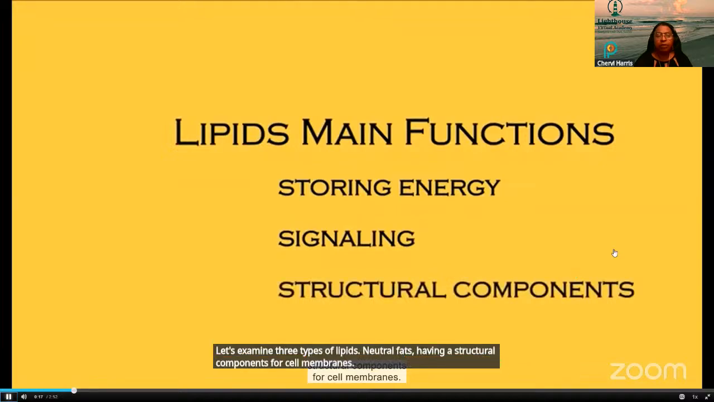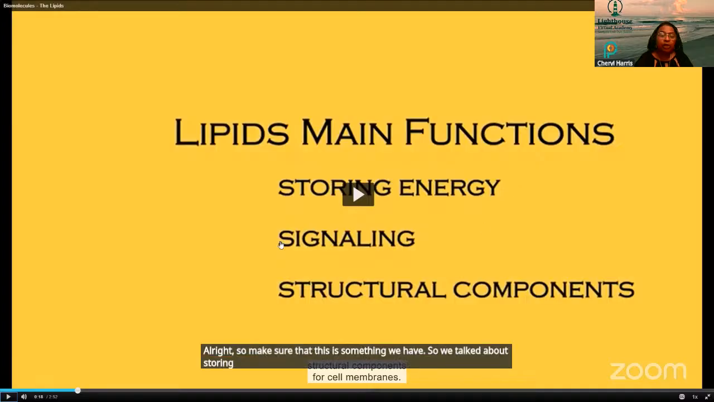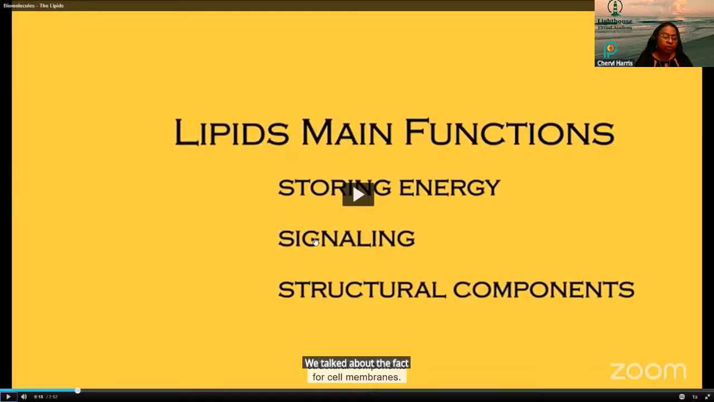All right, so make sure that this is something we have. So we talked about storing energy. We talked about the fact that steroids are signaling, and we talked about structural components. So you don't need to add that unless you don't have it.